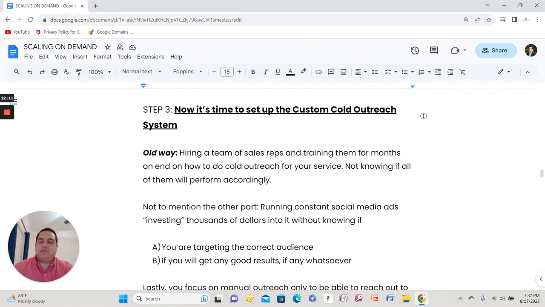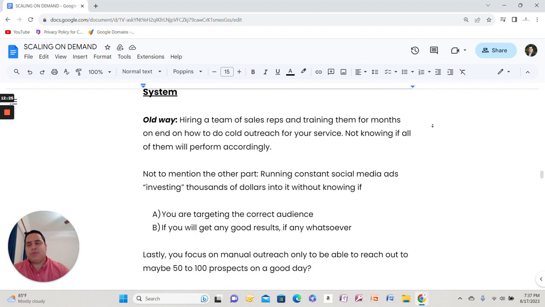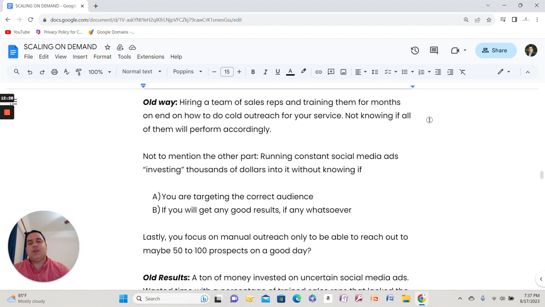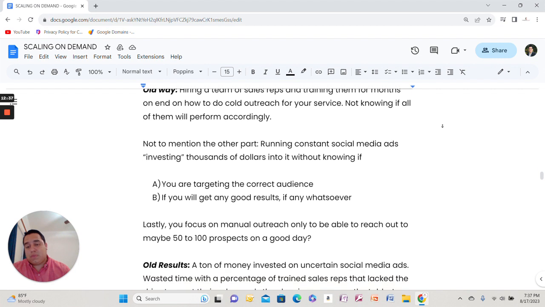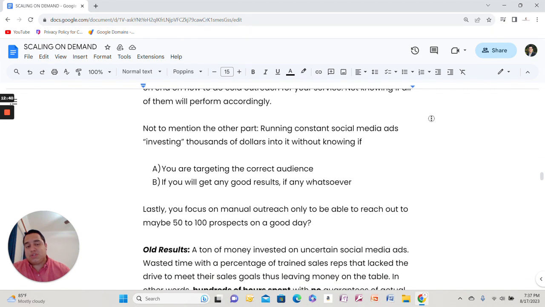So the old way of doing things was, you would hire a team of sales reps and train them for months on end on how to do cold outreach for your service, not knowing if they're going to perform well or not. And then, not to mention the other part, you're running constant social media ads, investing thousands of dollars into it without knowing if you're A, targeting the correct audience, or B, getting the results, if any whatsoever. And lastly, you focus on manual outreach, which is not bad, but how many people can you really reach out to? 50, 100 prospects on a good day?